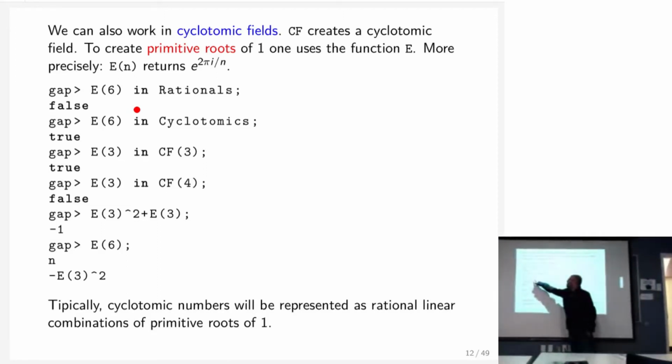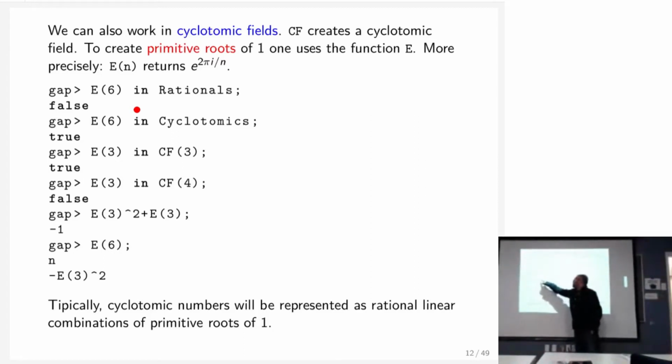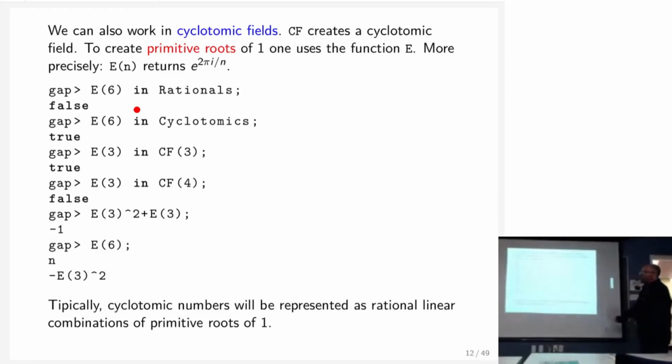So this primitive third root of unity does not belong to this, but belongs to this. And you can, of course, play with roots of unity in the way you want. I need to fix this. Okay. What I'm saying here is that this is the same as this for GAP. And this is a type. Why do you write this like this? Well, because cyclotomic numbers will be represented as a rational linear combination of primitive roots.